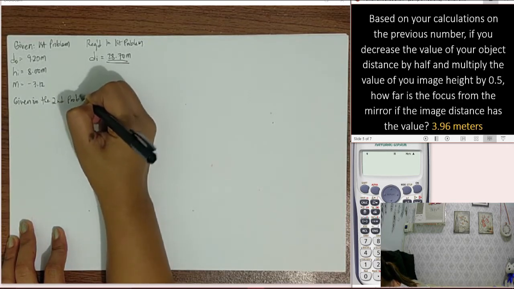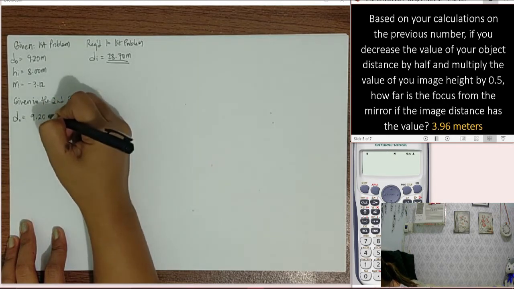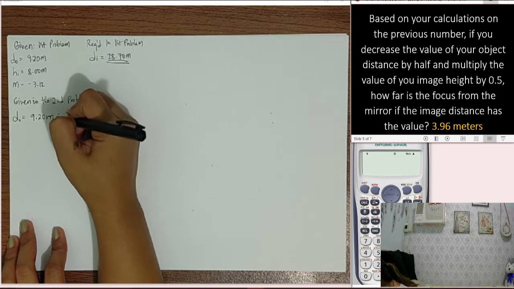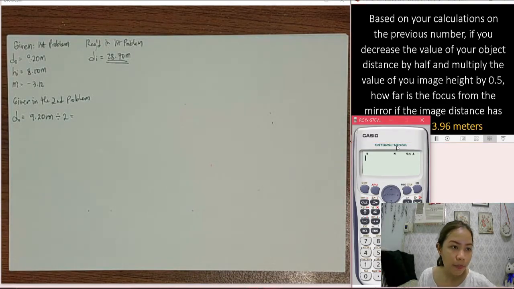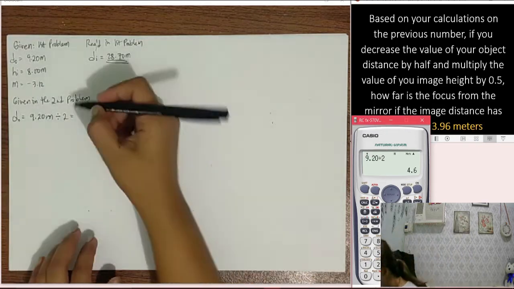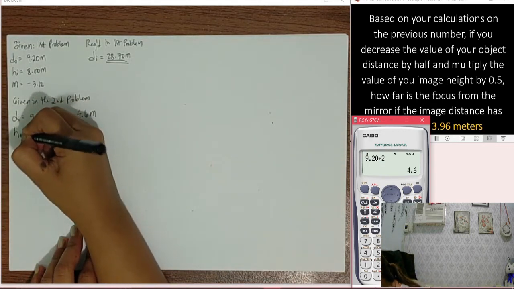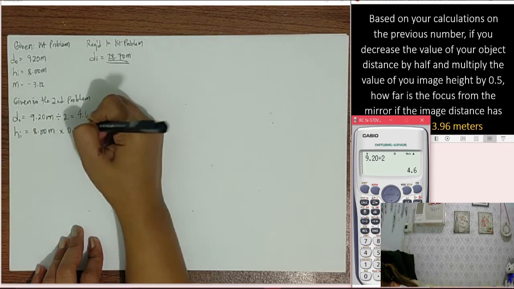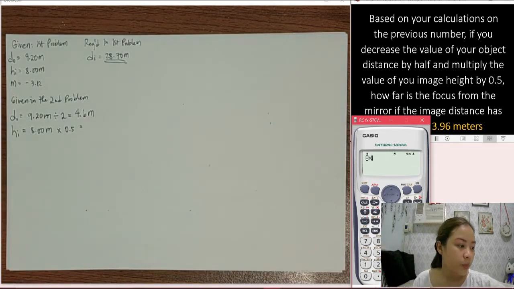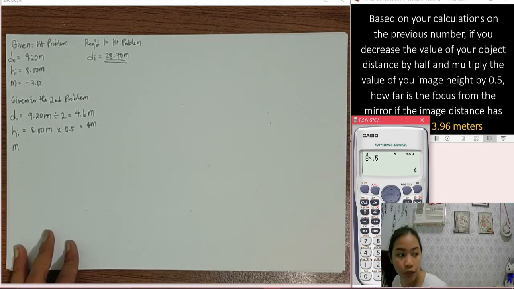Now, in the givens of the second problem, according to the problem, our DO will be divided. So we have here 9.20 meters divided by 2. Let us use our calculator so we can see it better. 9.20 divided by 2 is equal to 4.6. For the HI, 8 meters times 0.5 is equal to 4. And then the magnification will be the same.